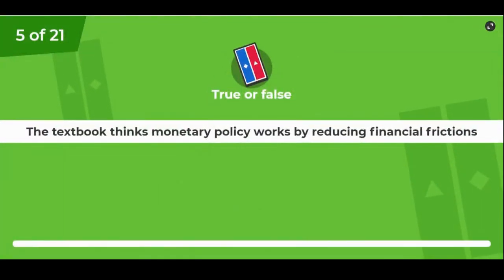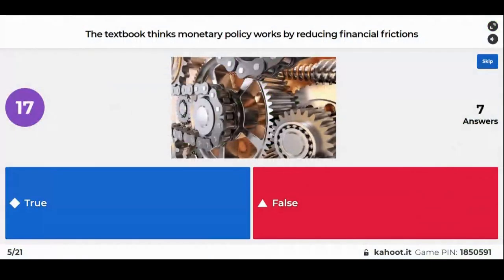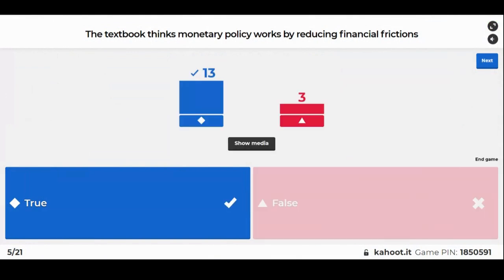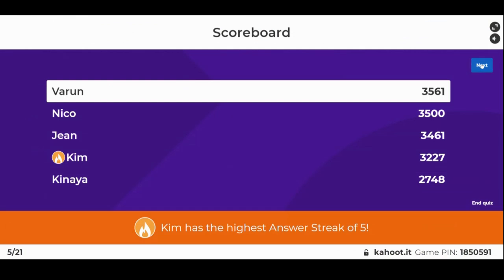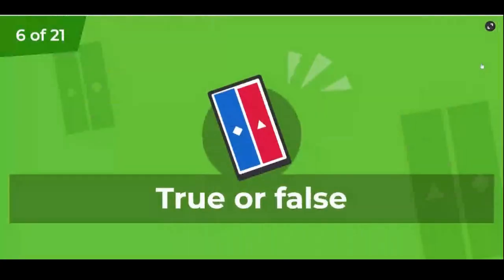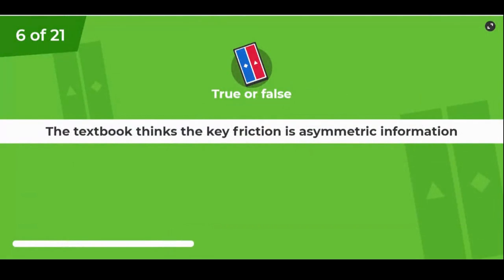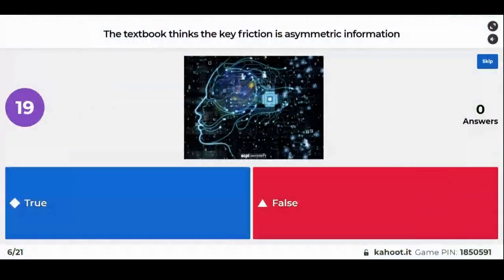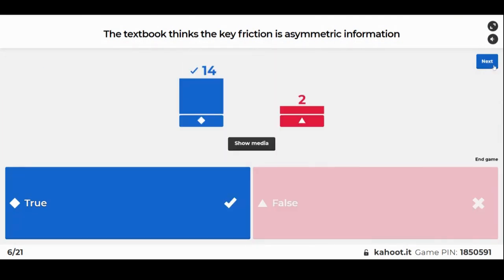Textbook thinks monetary policy works by reducing financial frictions. Is that true? It's interesting that the answers are coming in much faster than usual. Excellent, that's right. That's the main view of the text. All right, 6. The textbook thinks the key friction is asymmetric information. True or false? It is true. That's right.